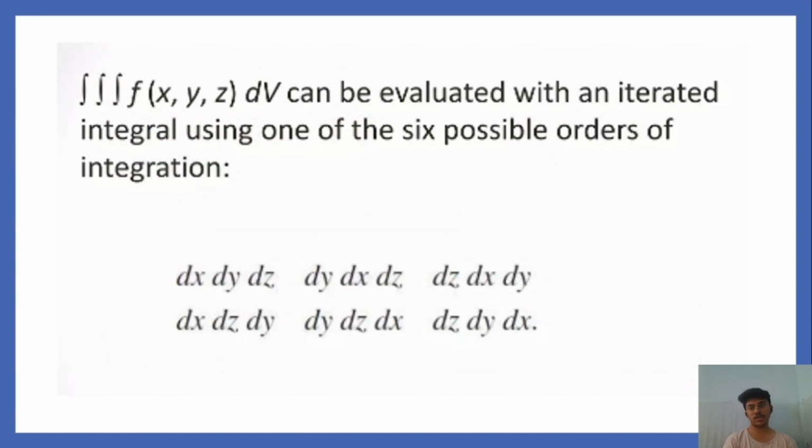So the triple integration of f of x, y, z dV can be evaluated with an iterated integral using one of the 6 possible orders of integration. First order is dx, dy, dz. Second order is dy, dx, dz. Third order is dz, dx, dy. Fourth is dx, dz, dy. Fifth is dy, dz, dx. Sixth is dz, dy, dx.